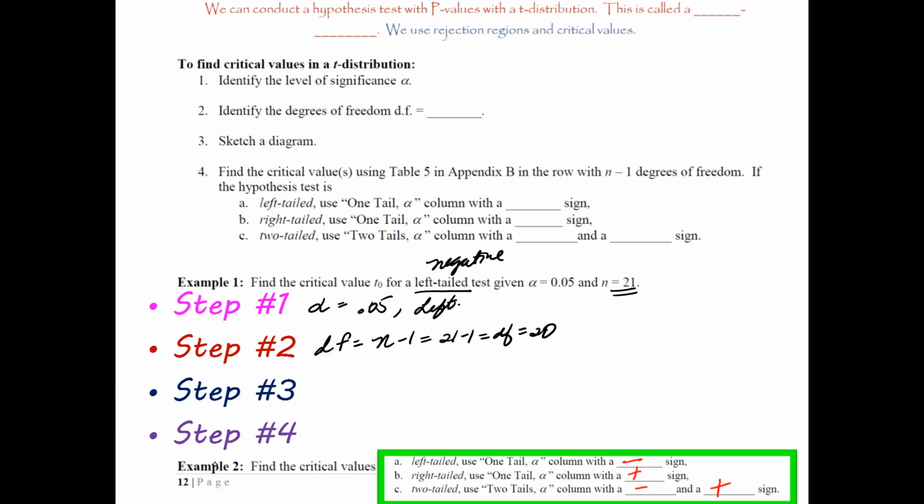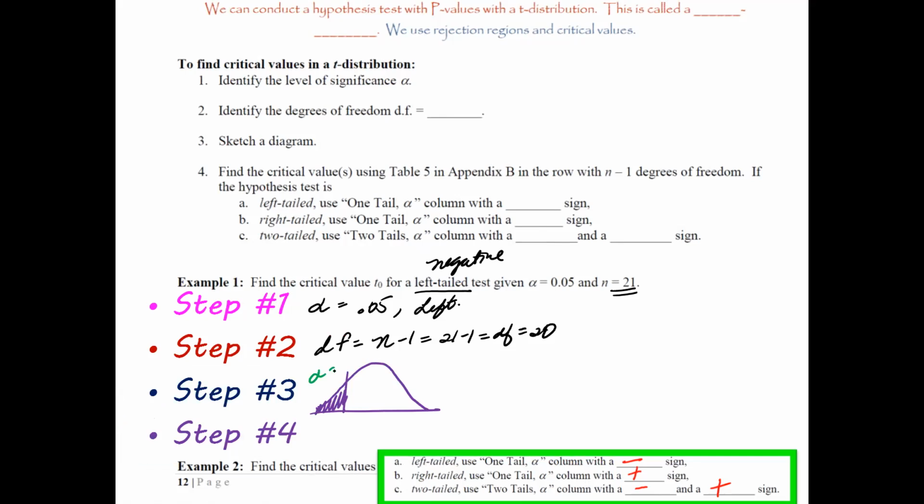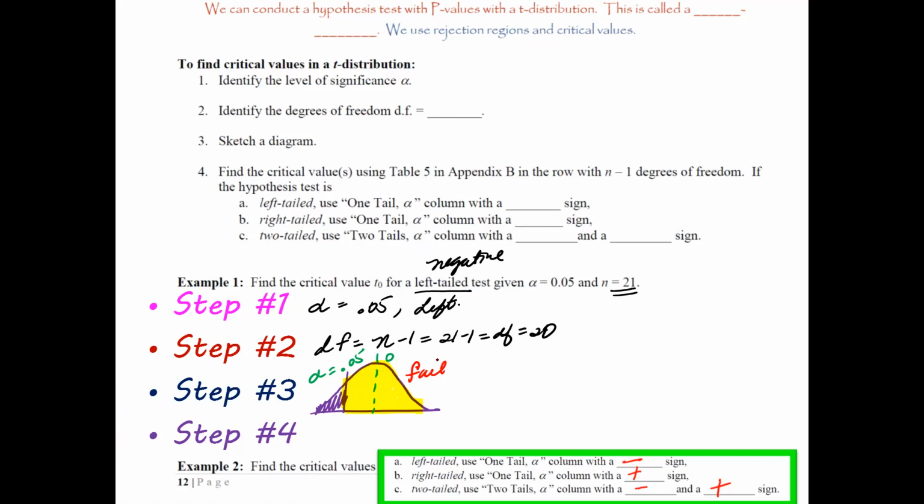Next, we need to go ahead and draw the picture for this. So here is my bell curve. This right here on the left side, we're going to label it, is going to be your alpha equals 0.05. It is also going to be 0 right here in the middle. And the region on the yellow portion, or the right side of the left tail, is going to be the fail to reject region. The left tail is the reject the null hypothesis region.